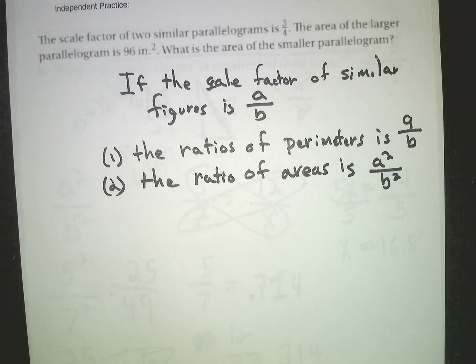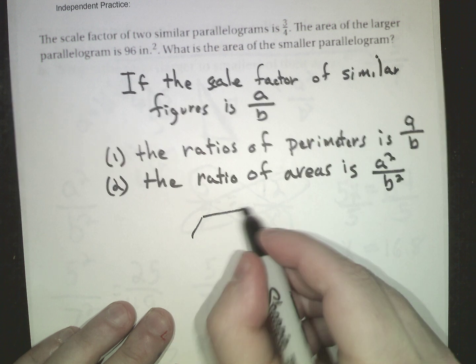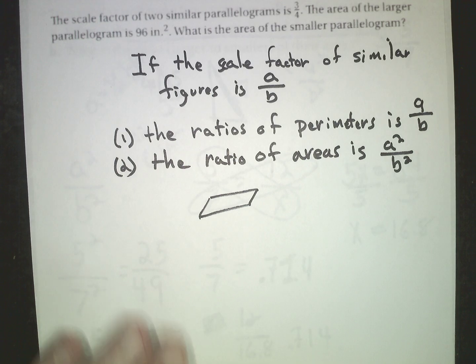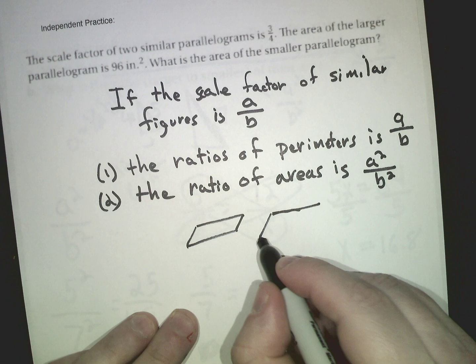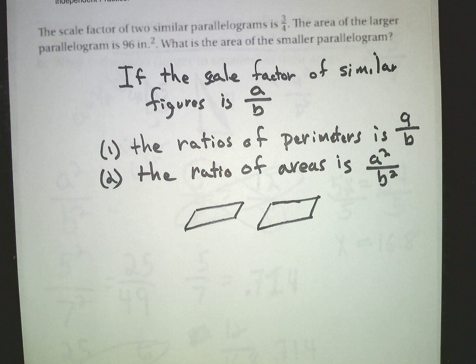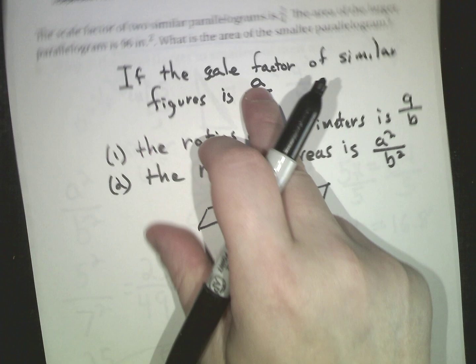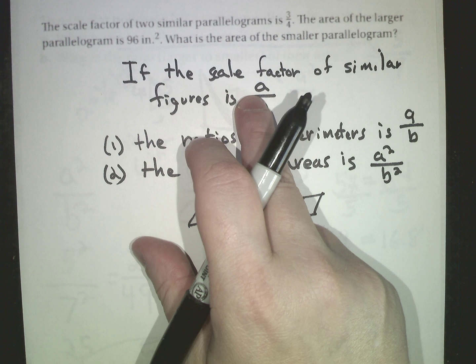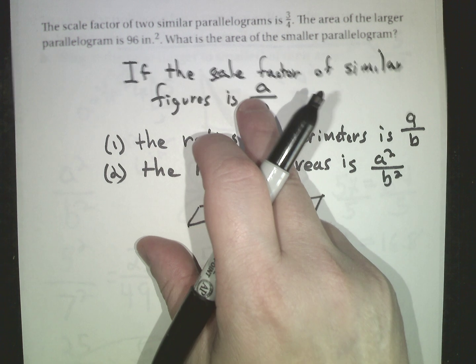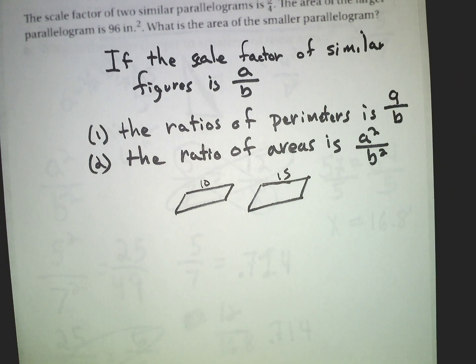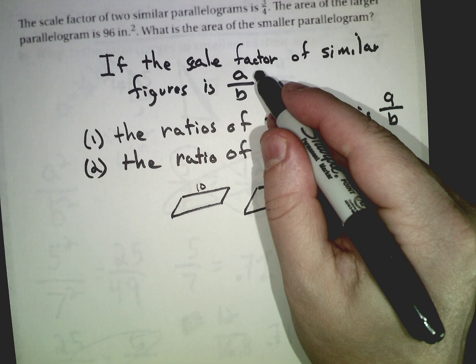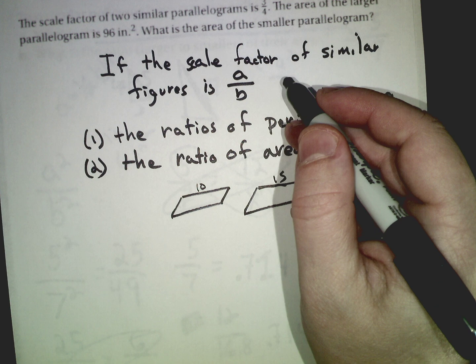Now, we're talking about a parallelogram, a shape that looks like this, right? Remember parallelograms. So we have two parallelograms, one's bigger than the other. They're similar in shape, but not similar in size, okay? But they have this relationship. A scale factor of similar figures is A to B. So if I know, let's say this one is 10 and this one is 15, the scale factor here would be 10 squared over 15 squared.